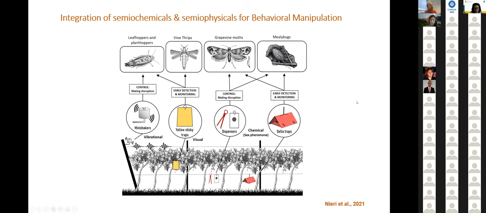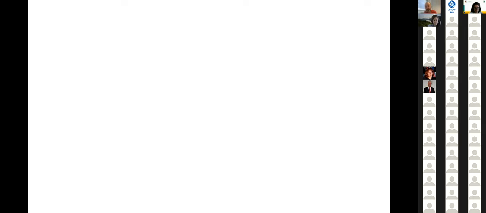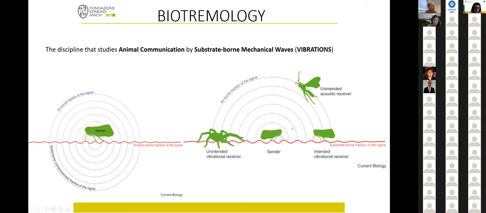And nowadays there are already many solutions that work together based on these two principles, and we can find them in a vineyard. In this figure there is a summary of different methodologies, and all of them are based on behavioral manipulation: yellow sticky traps, dispensers for pheromones, for monitoring, for mating disruption. And we see also mini shakers. What are mini shakers? Mini shakers are emitters of vibrational signals for vibrational mating disruption. And then we enter the field of biotremology, which is the topic of this presentation. So what is biotremology? Probably few of you know this concept, or you just heard about it, but you don't know exactly what it means. But let's see.